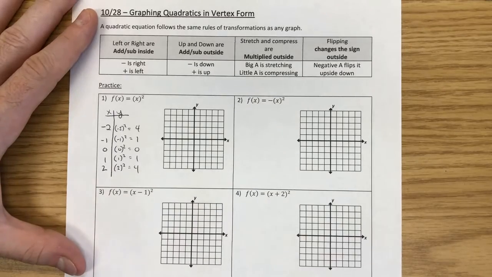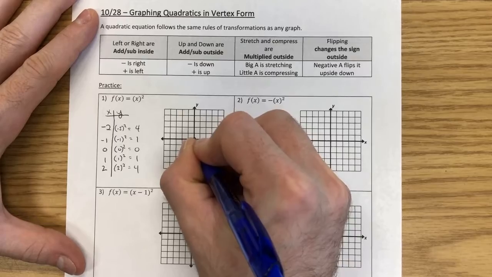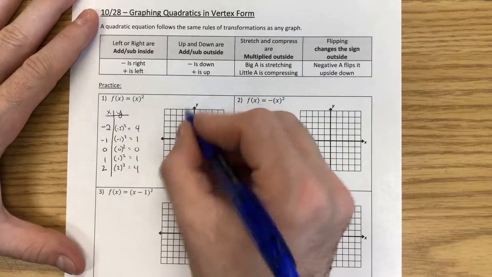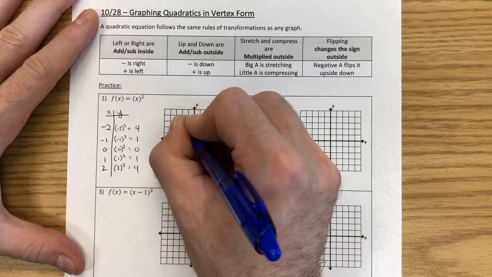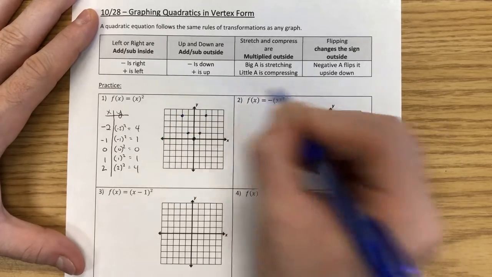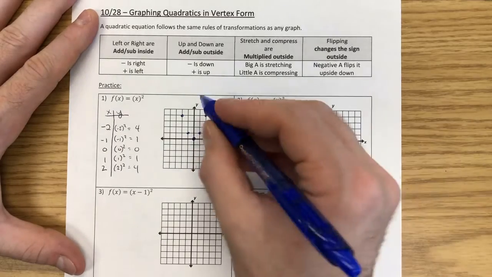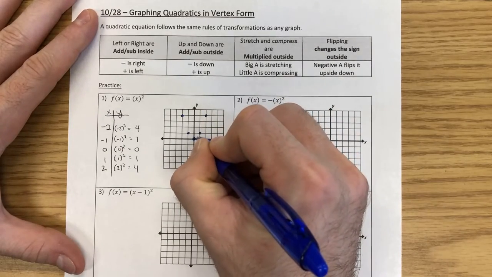And this is going to be the general shape of our parent function. So what I'm going to do is I'm going to graph 0, 0, negative 1, 1, negative 2, 4, 1, 1, 2, 4. And we see that it kind of makes something like a V, but in this case, it's not a complete V. It's actually a curve.